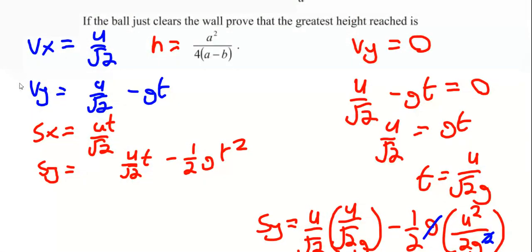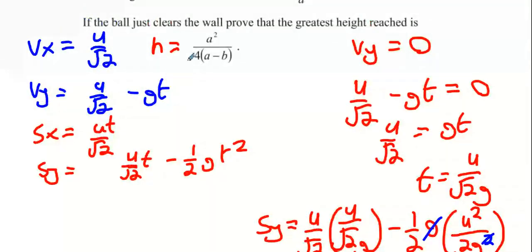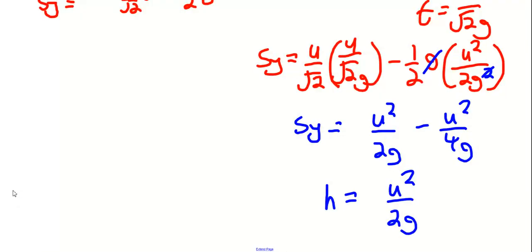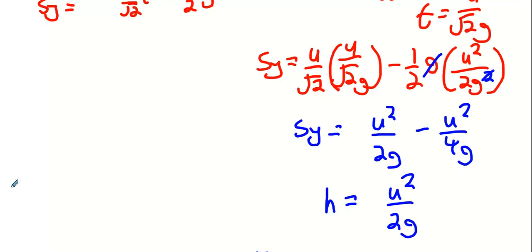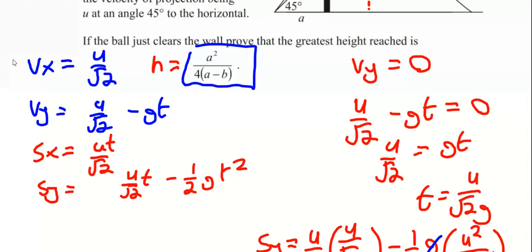Okay, I'm just looking at my answer here. And our greatest height is u squared all over 2g. Is that right with you guys? Now, what does it want from me? It wants me to show that the greatest height is a squared over 4 times a minus b, right? So my answer looks nothing like the answer they want. They want to get rid of the u squareds and the g, and exchange them for a's and b's. Now that's interesting. We're going to have to see how to actually do this. So we're going back to the start.